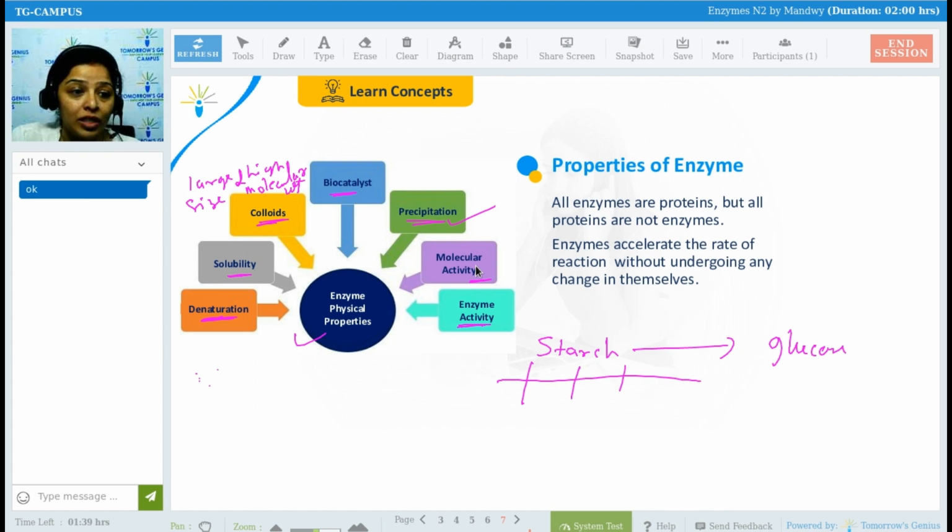Now let's see another thing. As we already discussed, all the enzymes are proteinaceous, made up of protein, but all the proteins are not enzymes. An enzyme is a biocatalyst, because it accelerates the reaction without undergoing any changes itself. Without changing itself, the enzyme will accelerate the reaction. It will affect the rate of reaction without affecting itself as well as without affecting the end product.